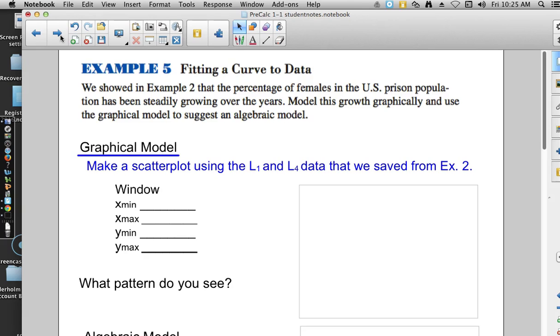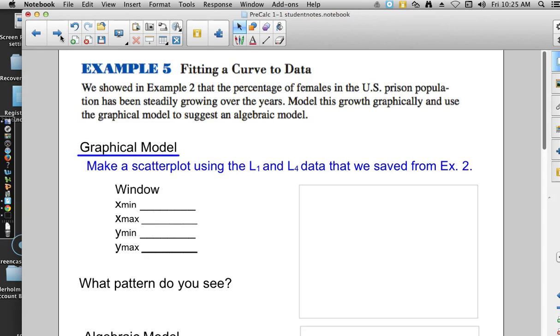So what I'm going to do is take out Galileo's stuff. Stats, edit, and I'm just going to go up to list 5 and list 6 and clear that stuff out because we don't need that anymore. And what we want to do is take a look at the data that we have here. So this says model this growth graphically and use the graphical model to suggest an algebraic model.